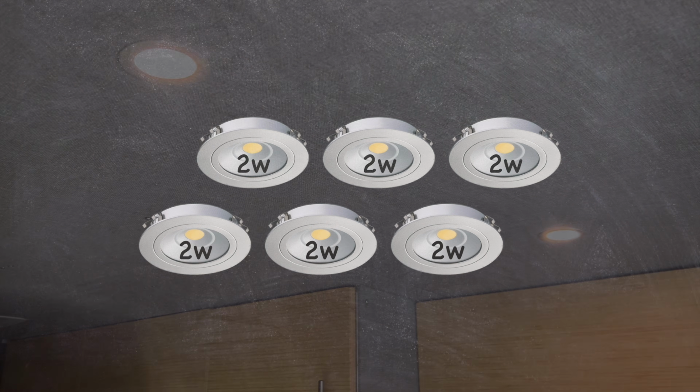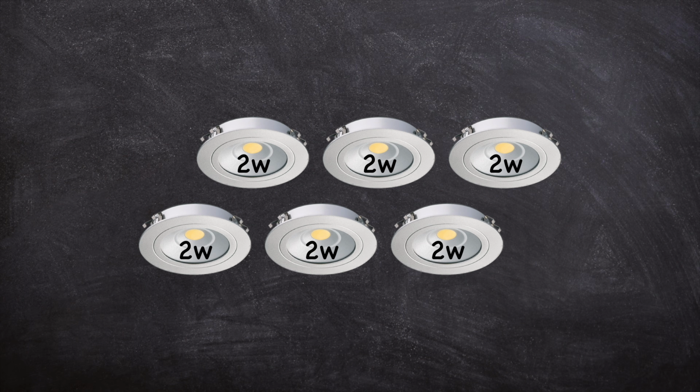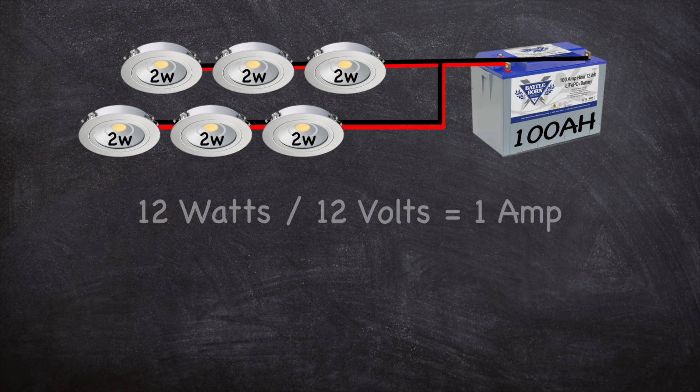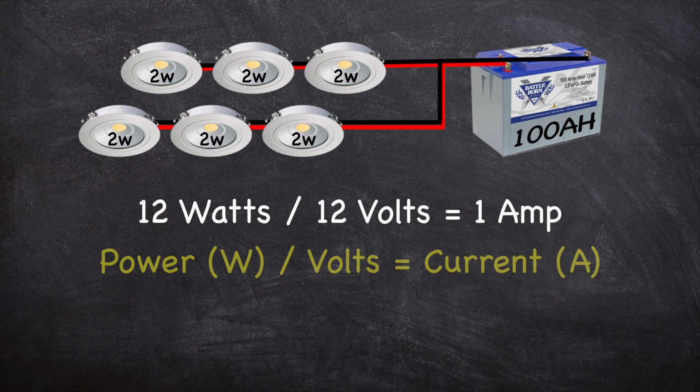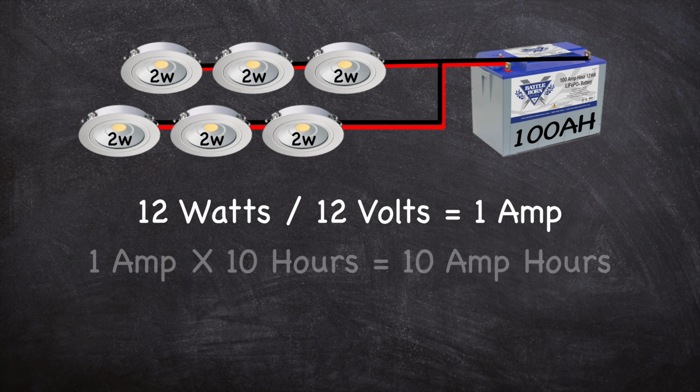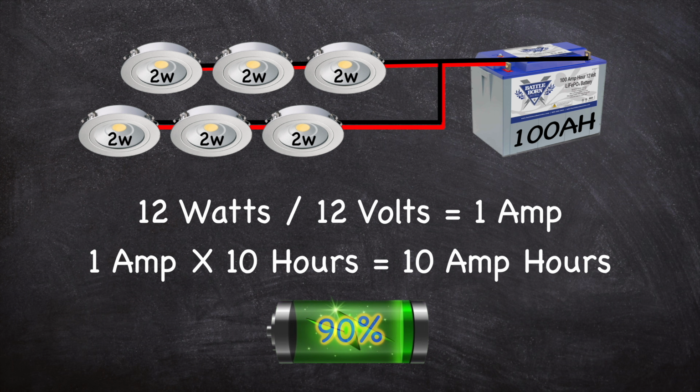For example, let's consider a set of LED overhead lights. If those lights consume 2 watts of power each, supplied by a 12-volt battery bank, then they are drawing a total of 1 amp, using the equation power divided by volts equals current in amps. If you leave those lights on all night, say 10 hours, then they will need 10 amp hours of battery capacity. A 100 amp hour battery will still be at 90% capacity by morning.